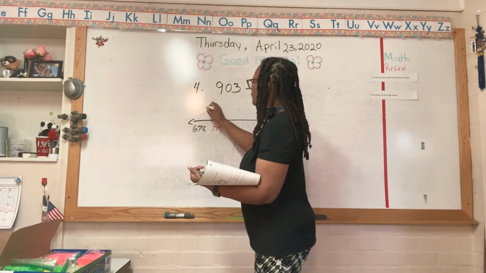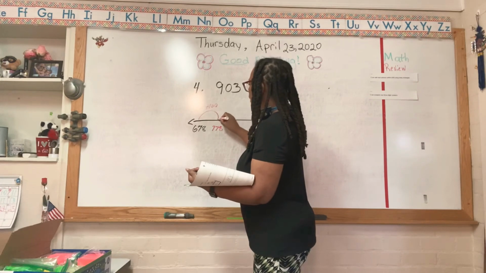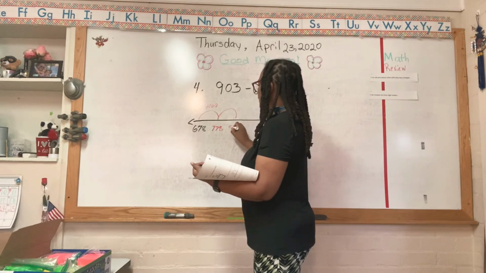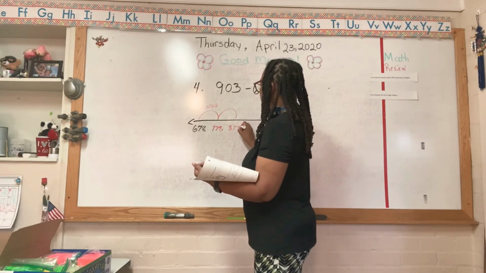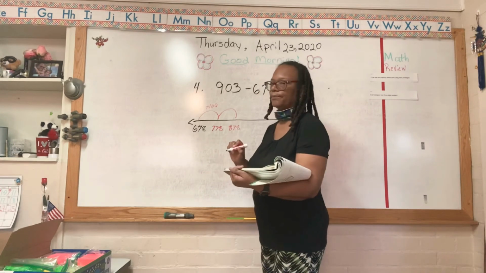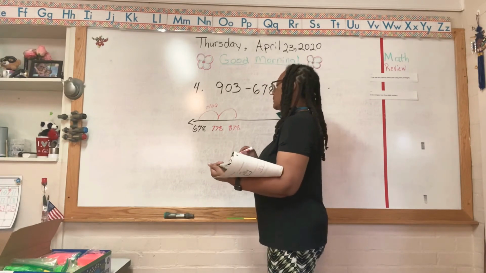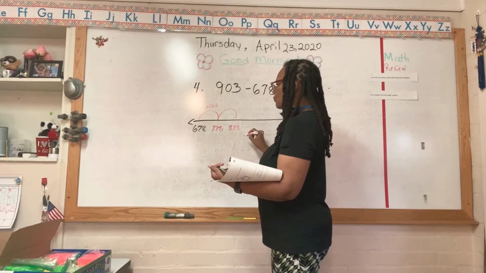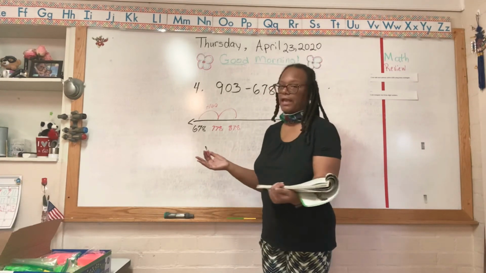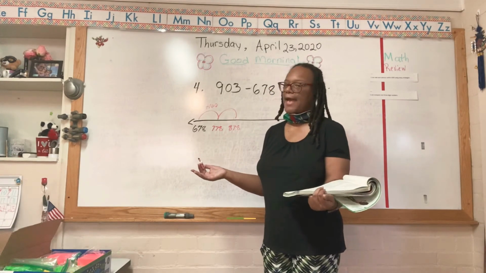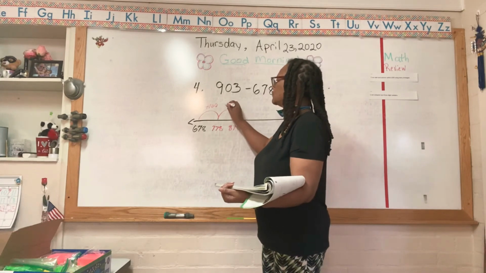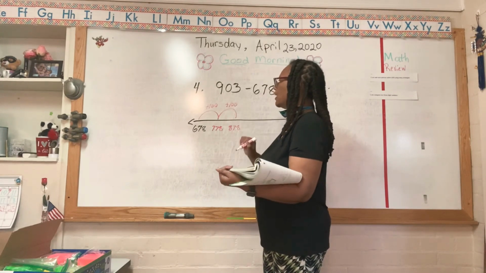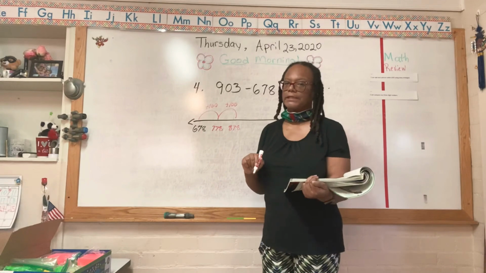778. Another 100, 878, right? If we add another 100, we'll be at 978. So that's past what we're going to. So adding 200 is enough. Now we go to our tens.